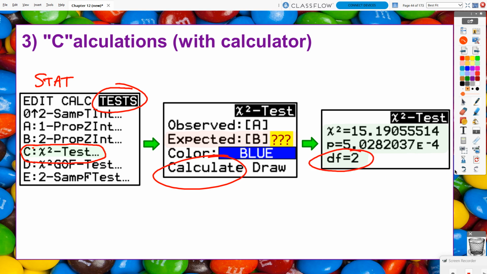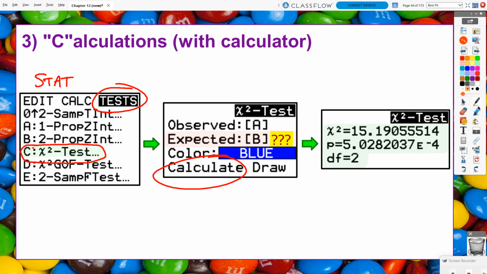Notice degrees of freedom. It automatically did the degrees of freedom for us. Remember when we did a chi-squared goodness of fit test, we had to tell the calculator how many degrees of freedom there were. But as a matrix, the calculator can look at the matrix and see how many rows and columns there are, and it'll automatically do that math for us to tell us that there are 2 degrees of freedom.